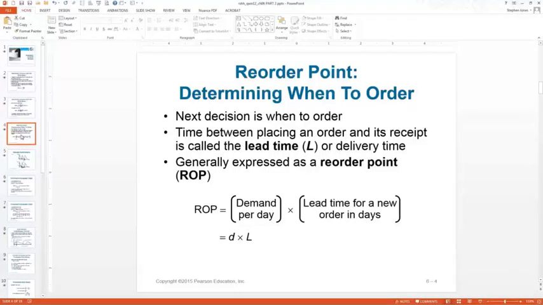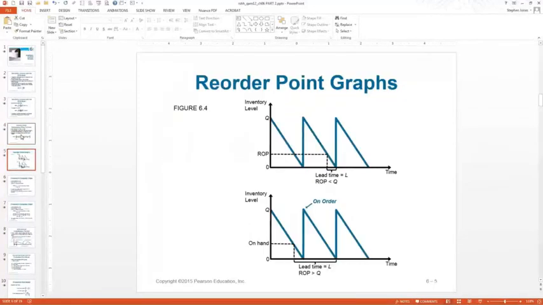So the reorder point is how much demand is there on a day-by-day basis, and then how long does it take you to actually get your inventory delivered to you. So if you cannot get instantaneous delivery under a just-in-time inventory system, if you can't do that, then you need to make sure that you have enough on hand, and this is going to tell you what the reorder point is.